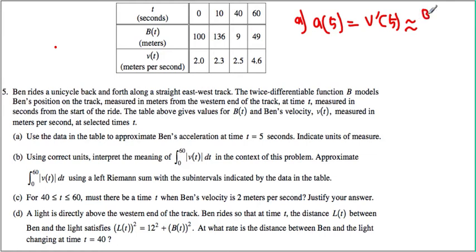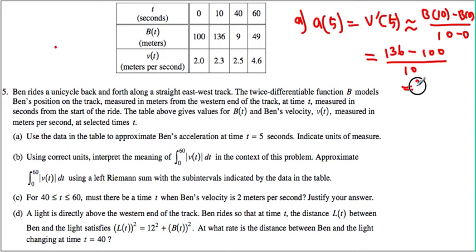B of t, b of 10 minus b of 0 divided by 10 minus 0, which now is equal to here 136 minus 100 over 10, which is equal to 3.6. And then in this case it will be meters per second.